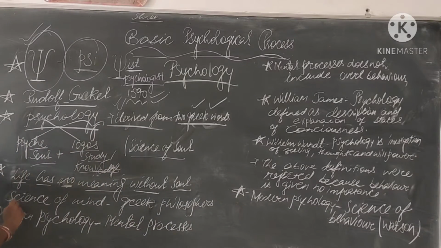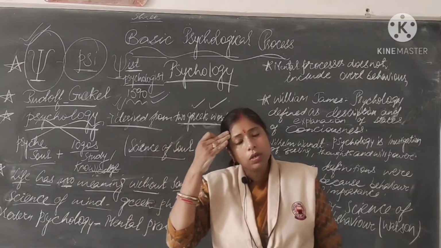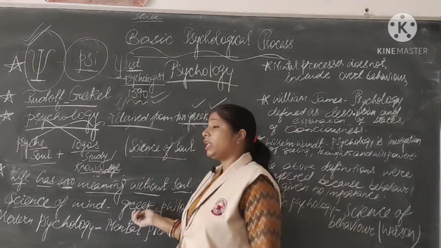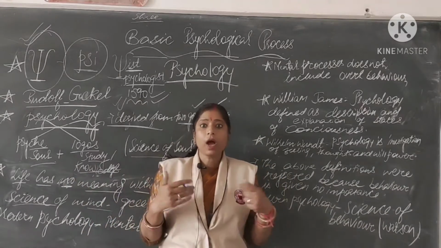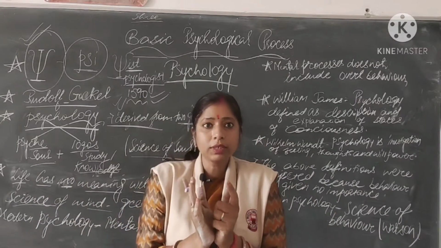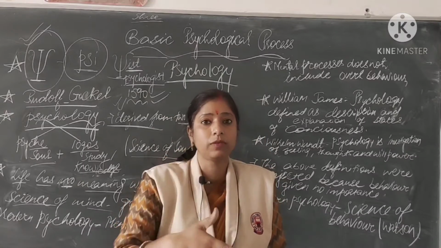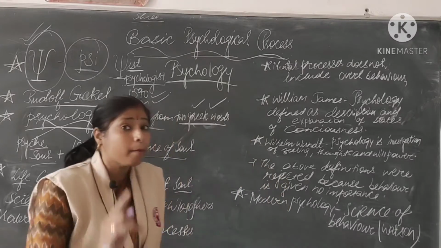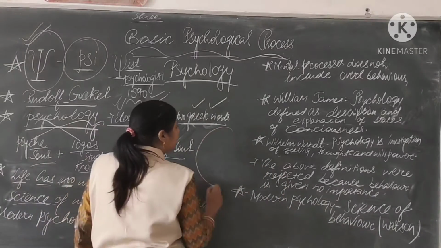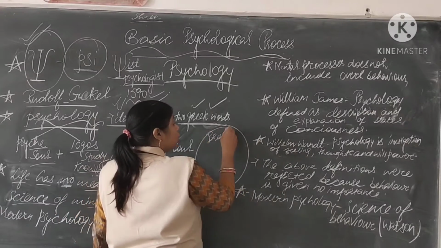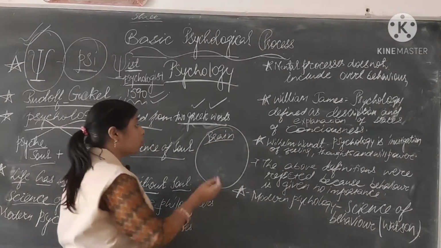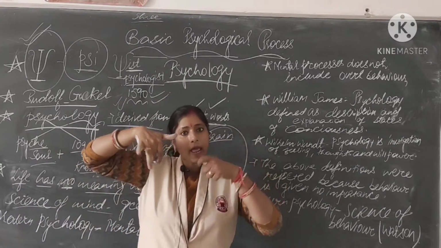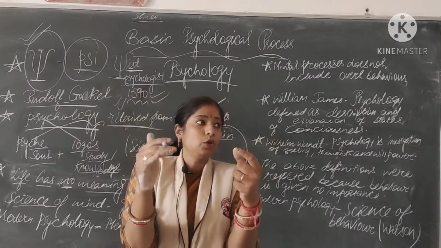So then, science of soul was rejected. Later on this was rejected, and many Greek philosophers believed no, we can't see the soul, we can't read the soul, so psychology is the science of mind. Many Greek philosophers believed that psychology is the science of mind. But mind is intangible. Why? Because you can see the brain, you can locate the brain, but the mind we can't see, we can't locate. Because mind activity means our thinking, our memory.